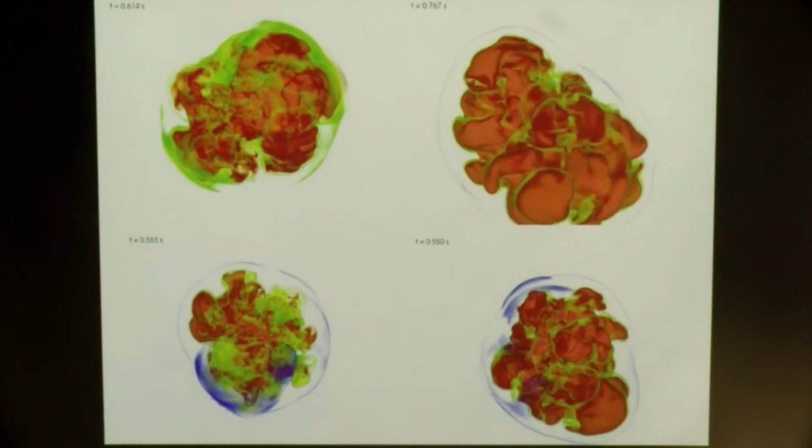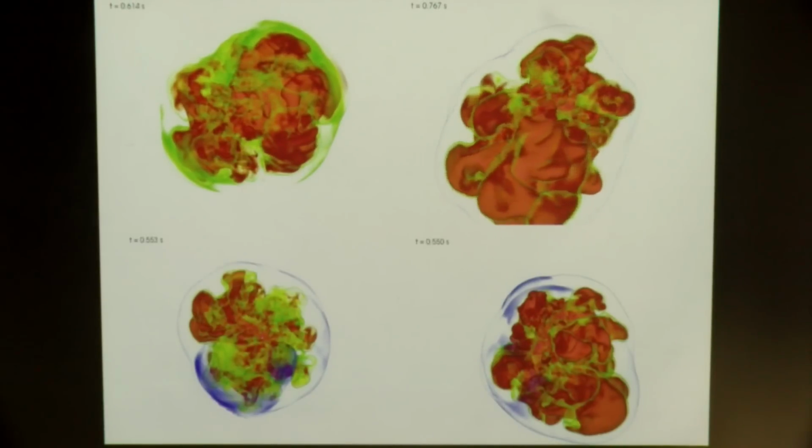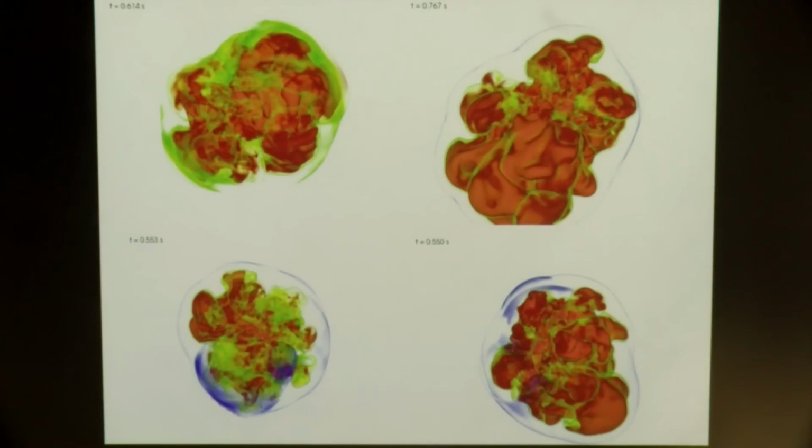There's that wasp waist. That really makes a big difference. We get a lot of neutrino luminosity at the same time that if it were a spherical explosion, it would be turned off.